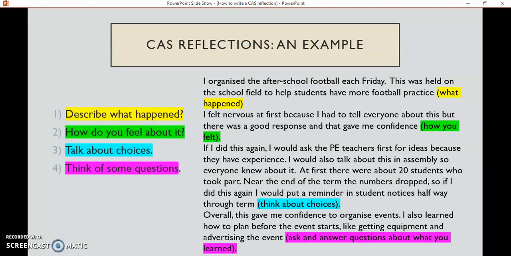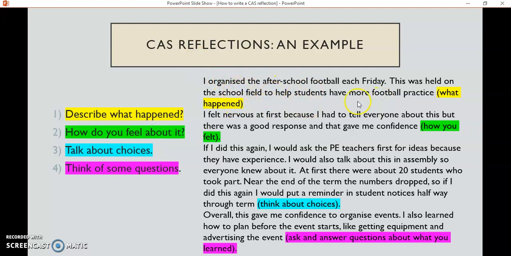Here's an example of a really good CAS reflection. It's not overly complicated, but it does the job. And you can see I've color-coded here the 4 ingredients on the left. Describe what happened, how you feel about it, the choices that were made, and then some questions at the end maybe to move forwards. And you can see in the main text here, I've color-coded to show where the student meets these things.